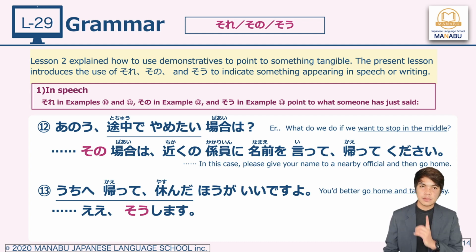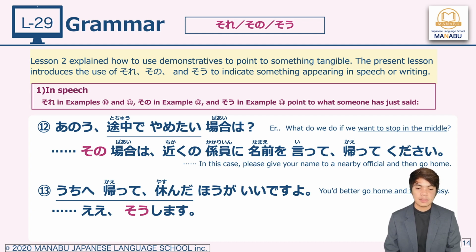So he said, sono baai wa. So this is about a marathon. If someone wants to stop, someone said, excuse me, what if I want to stop in the middle? So he said, sono baai wa. In that case, sono baai wa chikaku no kakari ni namae o ite kaite kudasai.